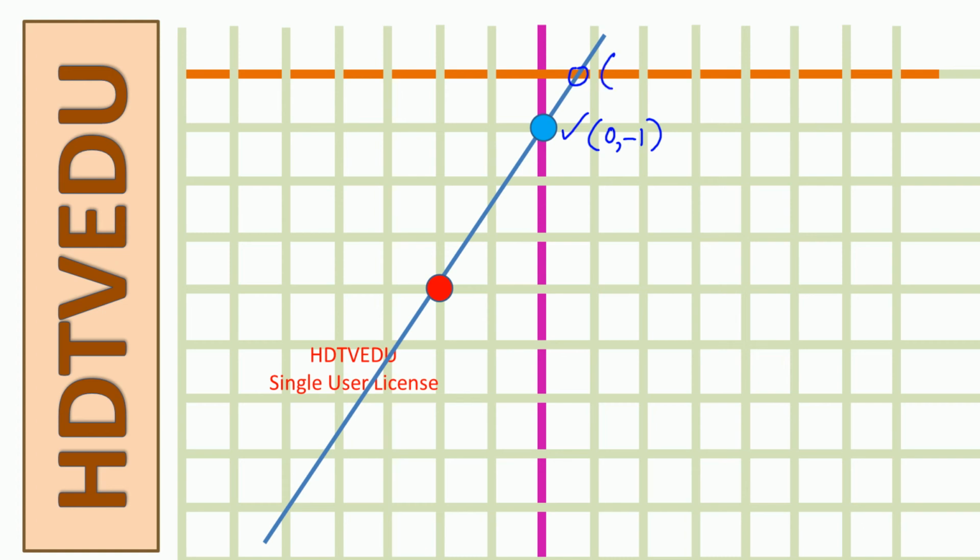This is 0.67, 0. The red spot is, so the red and the blue were the points that we used to draw the line. And you see the graph does go through 0.67, 0.